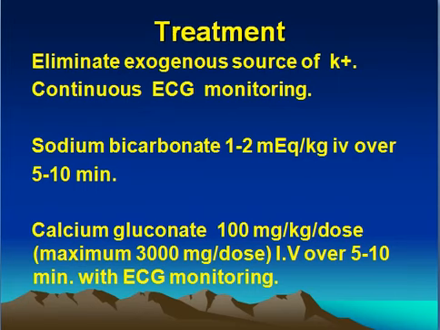Treatment of hyperkalemia includes elimination of exogenous sources of potassium with continuous ECG monitoring, sodium bicarbonate 1 to 2 milliequivalent per kg intravenously over 5 to 10 minutes, and calcium gluconate 100 mg per kg per dose, maximum 3 grams per dose, intravenously over a period of 5 to 10 minutes with ECG monitoring.